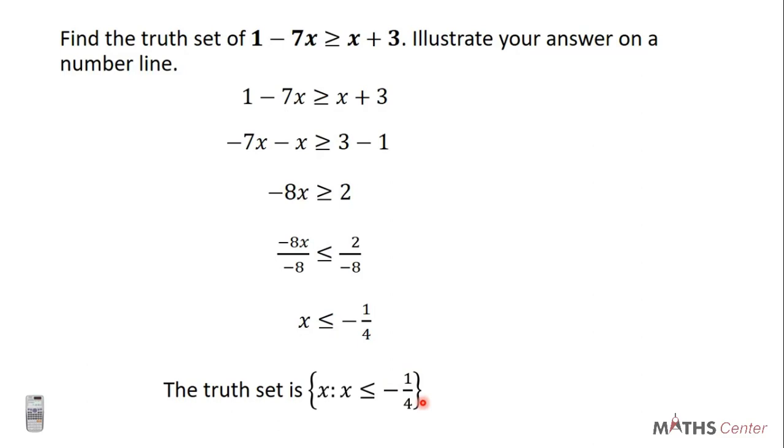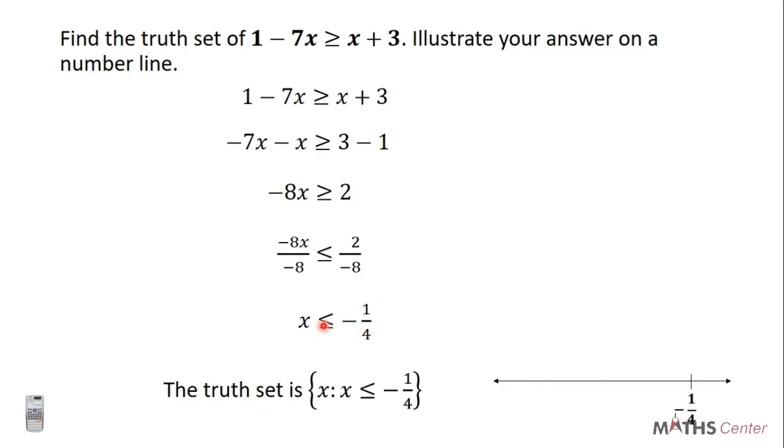Now we move on to the second part of our question. It said that we should illustrate our answer on a number line. So here is what you are going to do. You draw the arrow, your line for the number line here. So we draw it here. Now I'm going to start my numbers from the number in the answer. The number in the answer is negative 1 over 4. So I'm going to start listing the numbers from there. So the first one is negative 1 over 4.